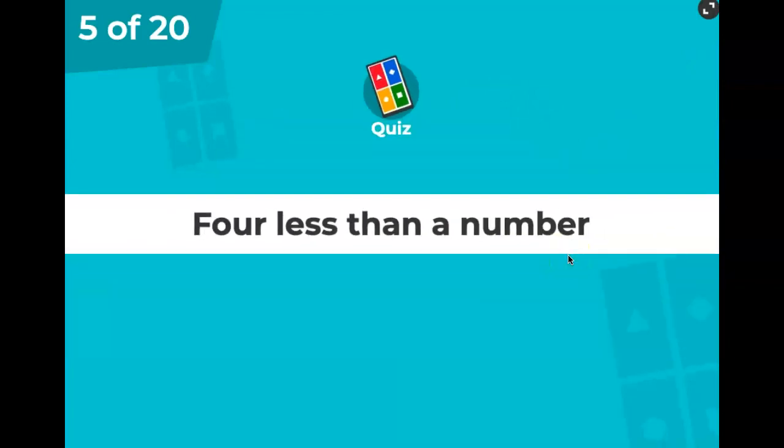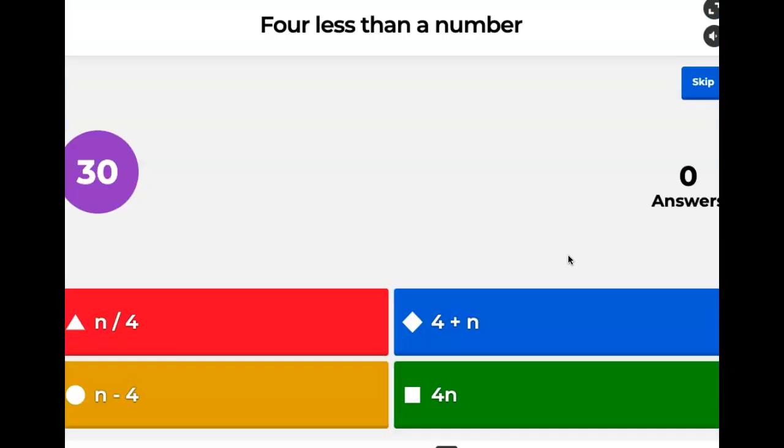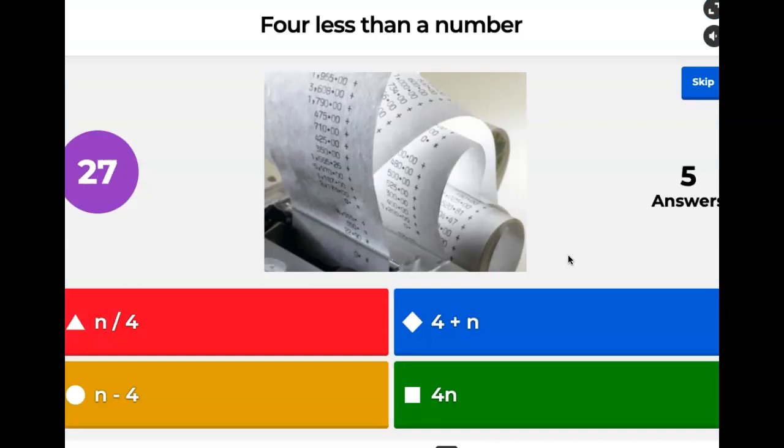Question 5. 4 less than a number. This is so obvious. You got this wrong? Oh boy.